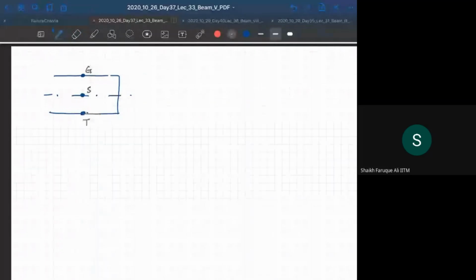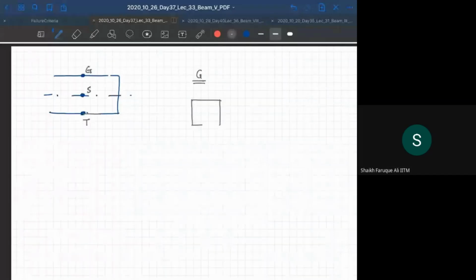Let's say T. So at the top point, if I look at G, the stresses at G. So this is my element at G. Now, what is your shear stress at the top G? Before shear stress, let us go into normal stresses. First, we draw normal stresses.